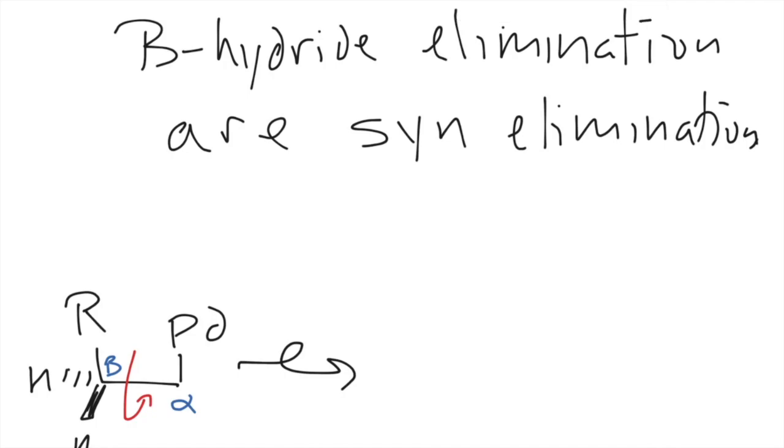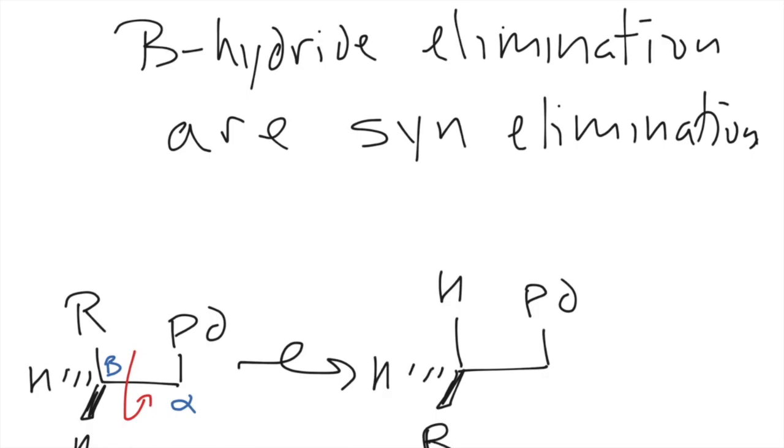So I've got to rotate so that my palladium is in plane with one of my hydrogens in this example, right? So now my palladium and this hydrogen are on the same side. So now I can do that syn elimination. Now the palladium can leave and make the double bond. But you have to rotate your structure so that your hydrogen and palladium line up.